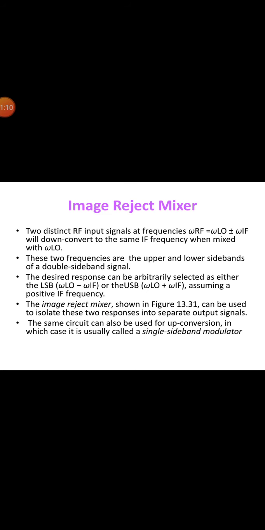The two distinct RF signals at frequencies omega RF equal to omega LO plus or minus omega IF will down convert to the same IF frequency when mixed with omega LO. These two frequencies are the upper and lower sidebands of the double sideband signal, and the desired response can be arbitrarily selected as either LSB or USB, assuming a positive IF frequency. So the image reject mixer can be used to isolate these two responses into separate output signals, and the same circuit can also be used for up conversion, in which case it is usually called a single sideband modulator.